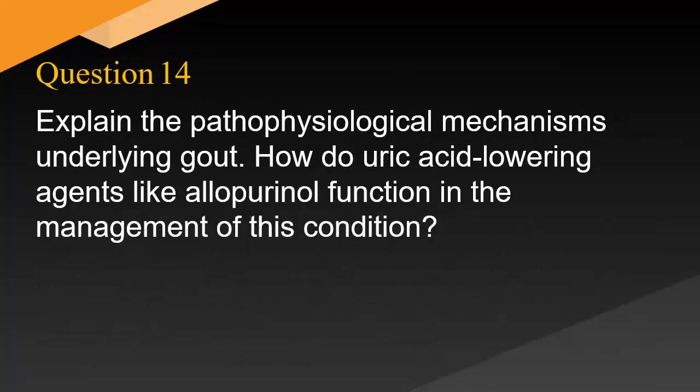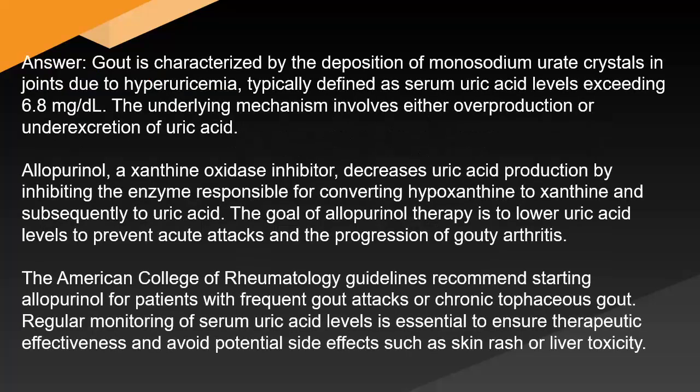Explain the pathophysiological mechanisms underlying gout. How do uric acid-lowering agents like allopurinol function in the management of this condition? Answer: Gout is characterized by the deposition of monosodium urate crystals in joints due to hyperuricemia, typically defined as serum uric acid levels exceeding 6.8 mg/dL. The underlying mechanism involves either overproduction or underexcretion of uric acid.